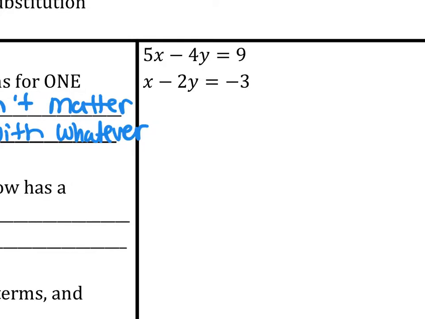So in this case, this x right here is the variable that doesn't have a number out in front of it, or the number in front is that implied 1. So what would I do to get that x by itself? Add 2y to both sides. So then I'd have x equals -3 plus 2y. So I've solved one of the equations for a variable. It doesn't matter which equation and it doesn't matter which variable. I just have to get one variable by itself.